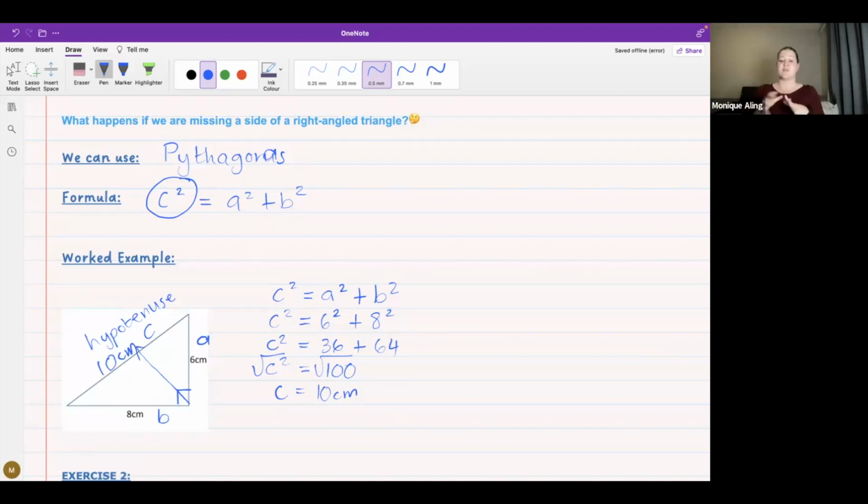So we always use this formula. Plug it into your calculator, get your answer, and square root your answer so we can get what C is equal to.